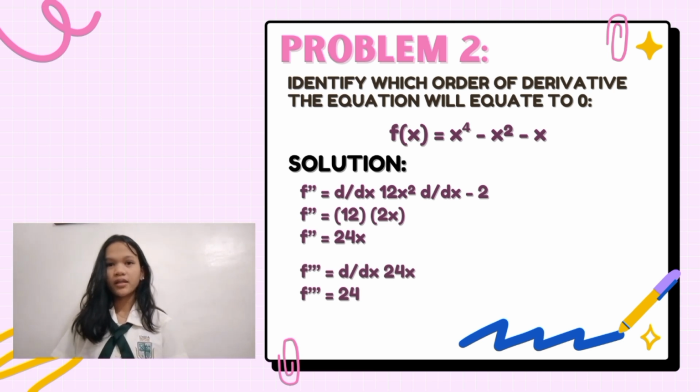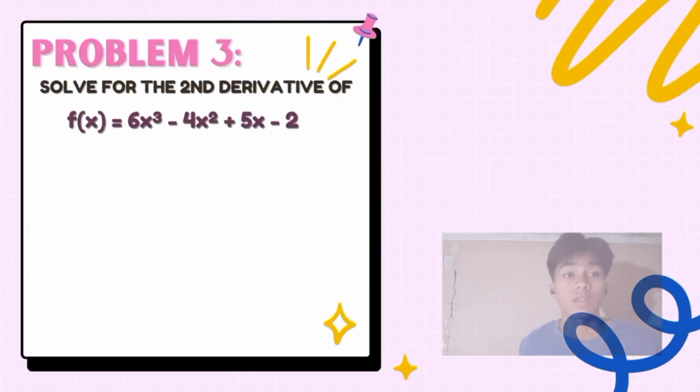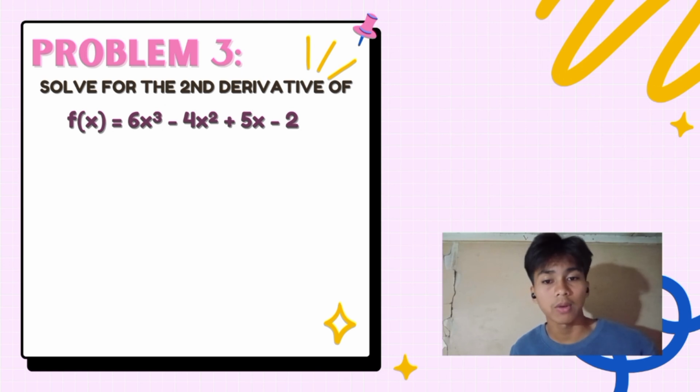The third derivative of x equals 24x. Since it still contains x, we differentiate again. The fourth derivative of x equals 24. Since the result is constant, we differentiate once more. The fifth derivative of x equals 0. We reach a derivative that equals 0. In conclusion, the fifth derivative of f of x is the first to equal 0. Thank you for watching.